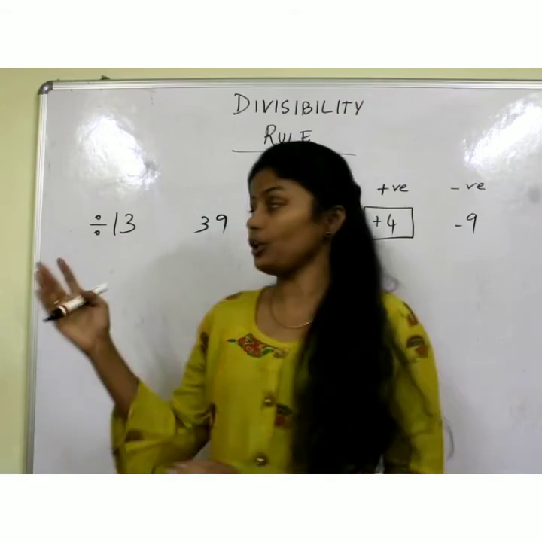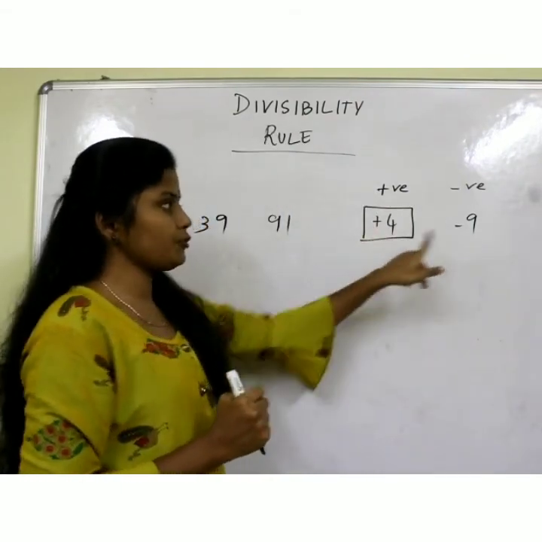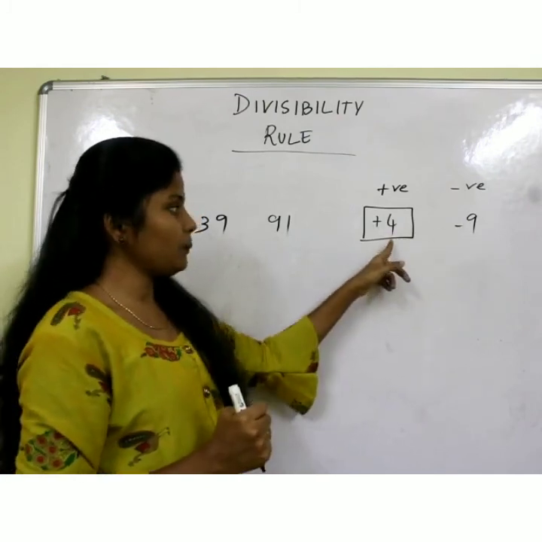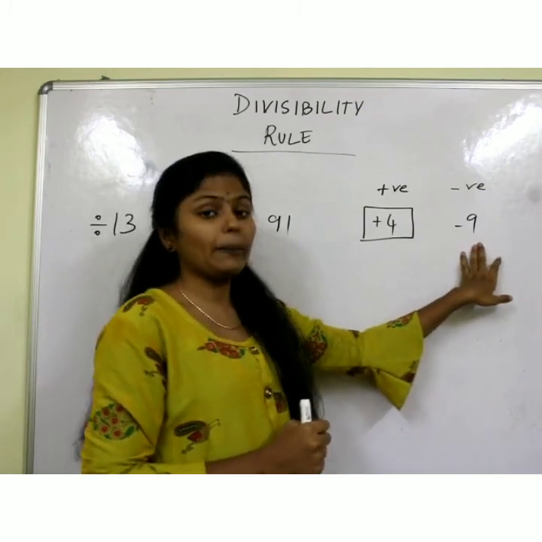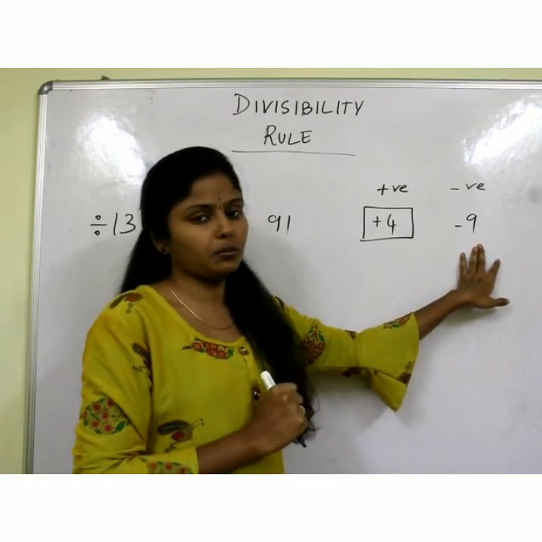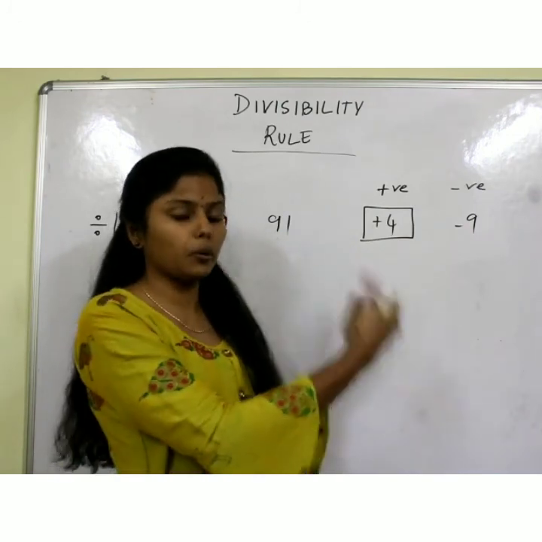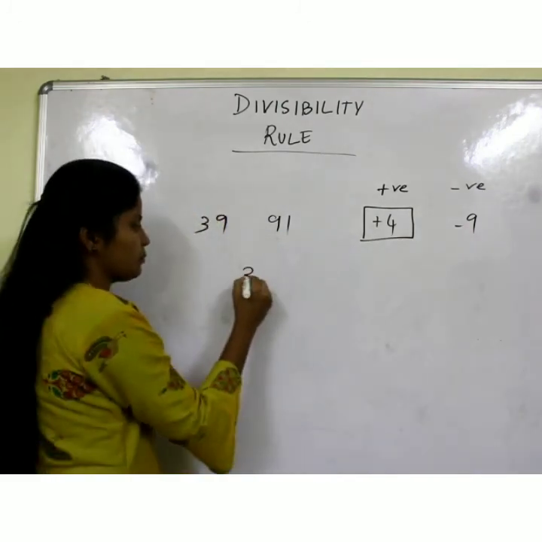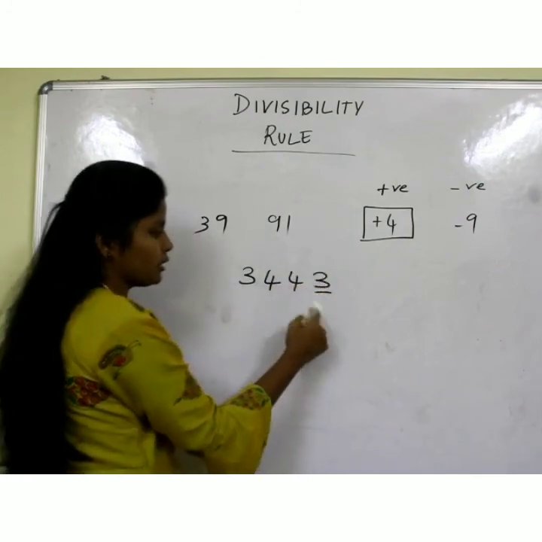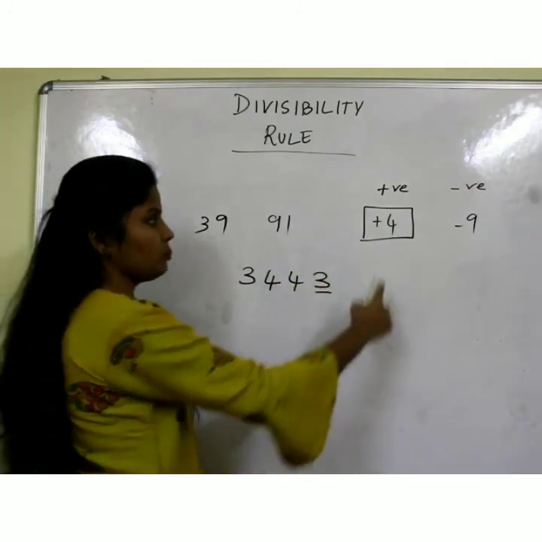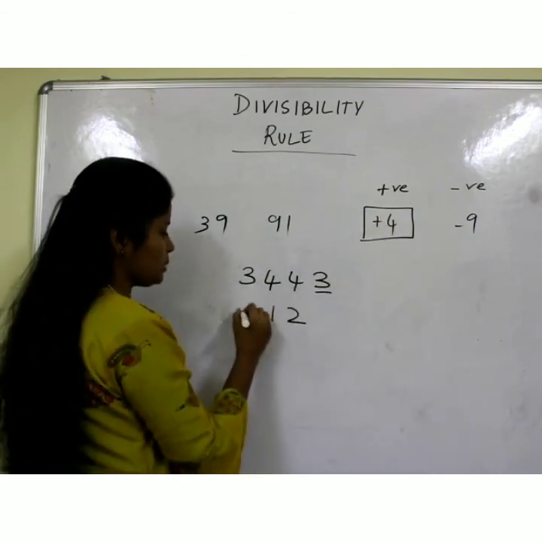Similarly, for the divisibility rule of 13, we do have two key numbers, +4 and -9. Either you multiply the unit digit with 4 and add it to the remaining numbers, or you multiply the unit digit with 9 and subtract it from the remaining numbers. As I told you earlier, 4 is a smaller number, so I am going to go with 4. Again I take the same number, 3443. Now the unit digit over here is 3. Take the unit digit multiplied with 4, which makes it 12. Add it to the remaining numbers.